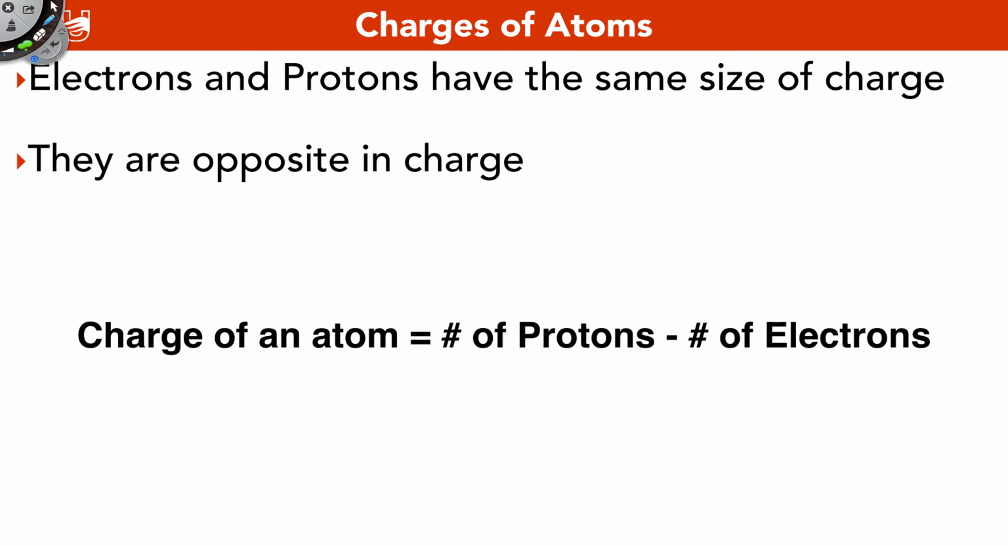Electrons and protons have the same size of charge, just opposite signs. Remember we said electrons are negatively charged, with a -1 charge. Protons have a +1 charge. So they're the same size but opposite signs, kind of like a yin and a yang. The charge of an atom is the number of protons minus the number of electrons. We'll do some more examples of that in a minute or two.